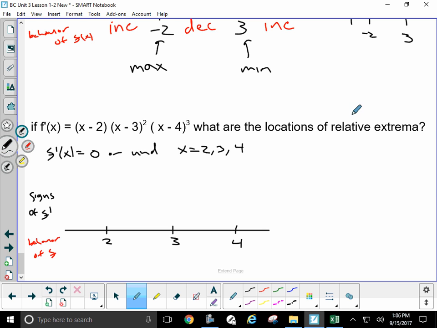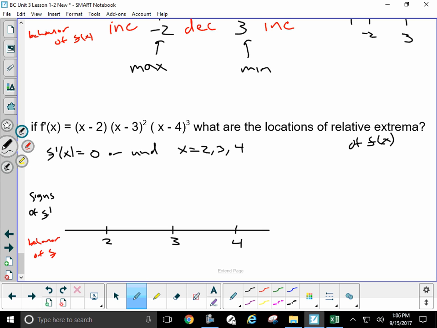And we're looking at the locations of relative extrema of f of x. Without knowing what the equation of f of x is, by looking at its derivative, I can analyze the shape of f by looking at the signs of the derivative.